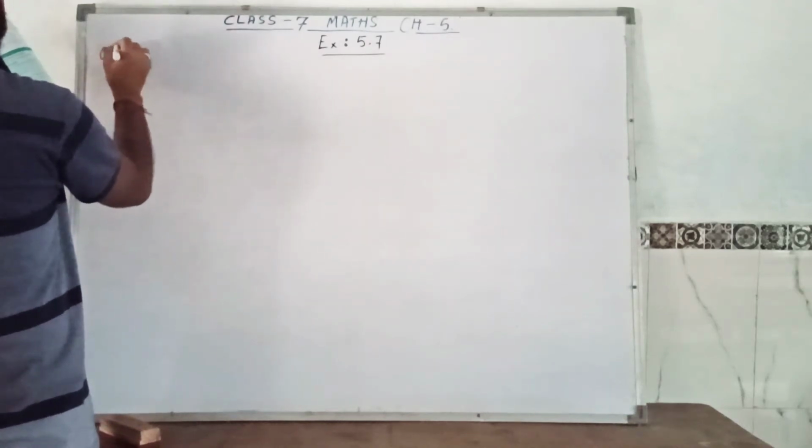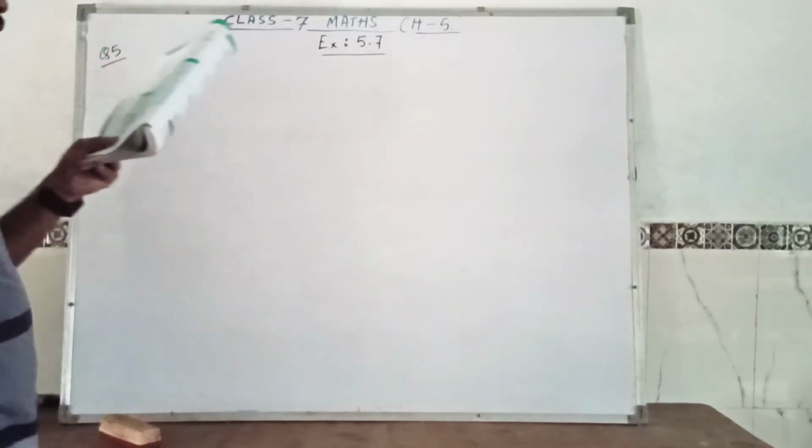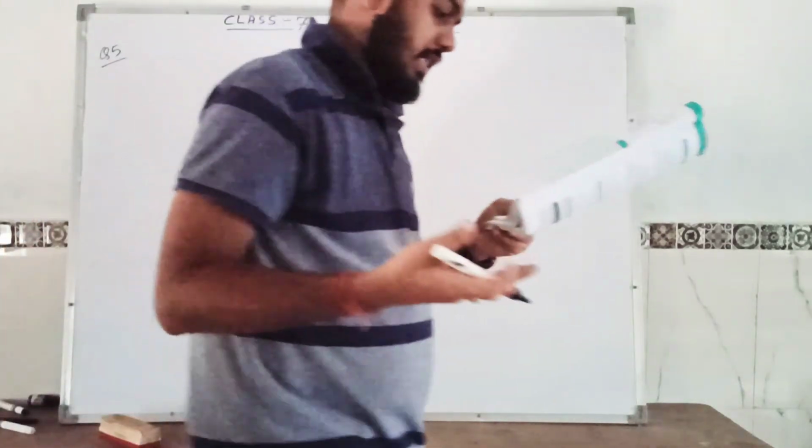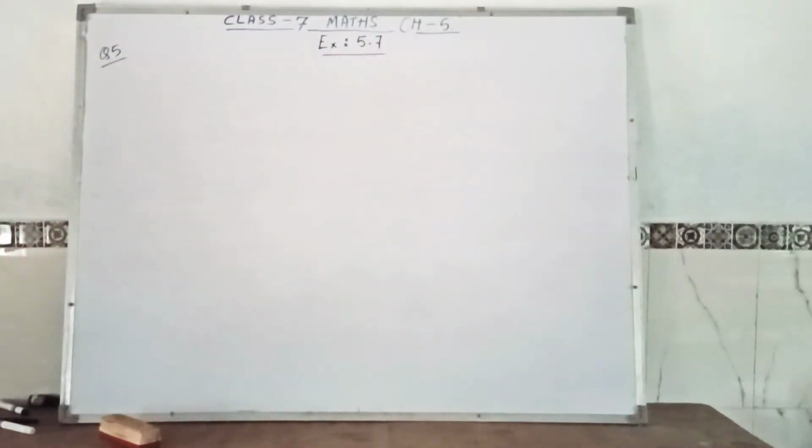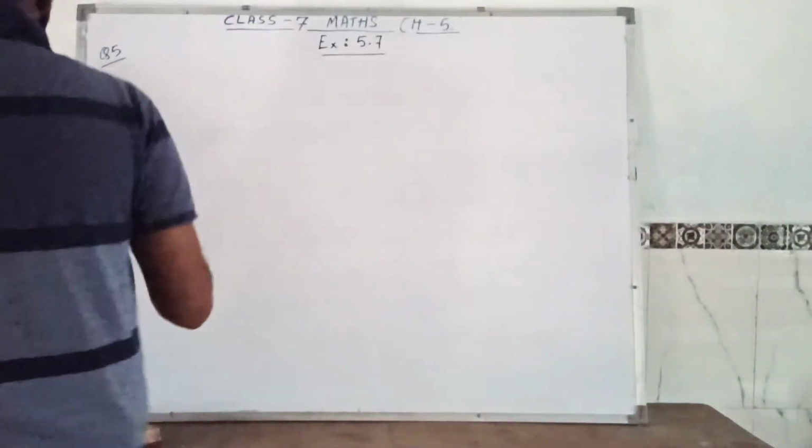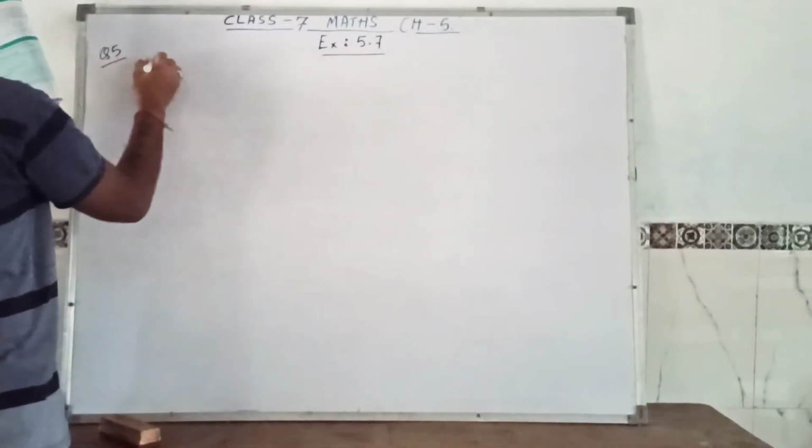Let us see question number 5. Do the following as directed. Subtract this from this. So again, what we have to do? Subtraction. From where? Second equation. Let us see number 8.